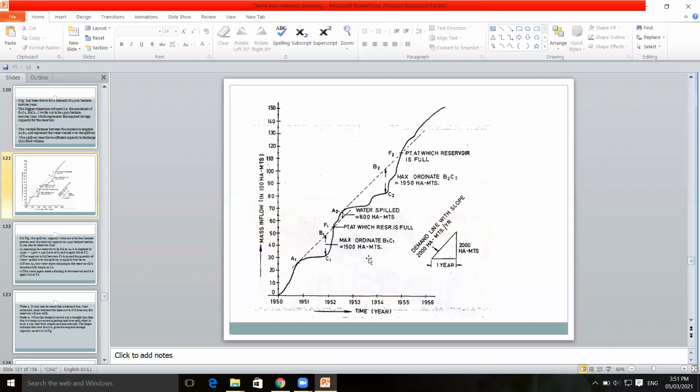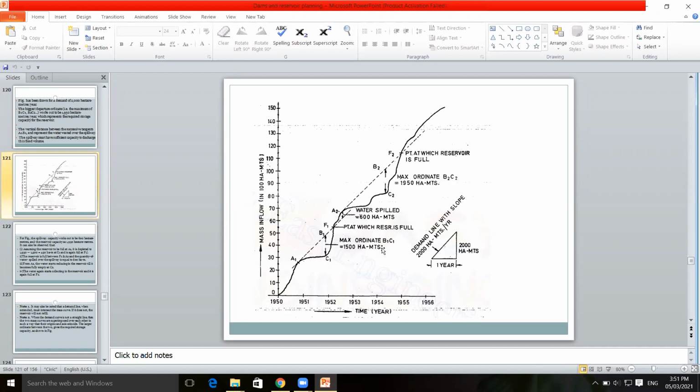This is a graph between mass inflow and time in years. Here it is given that the water spilled is equal to 600 hectare meters, from A2 to B2 and A1 to B1. That indicates the water spilled.